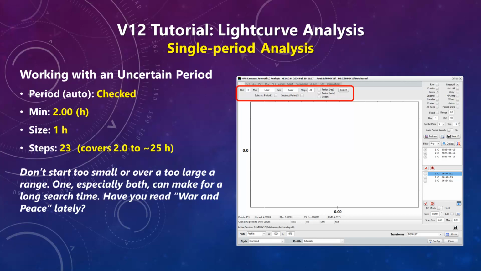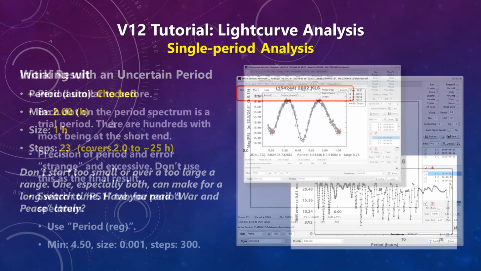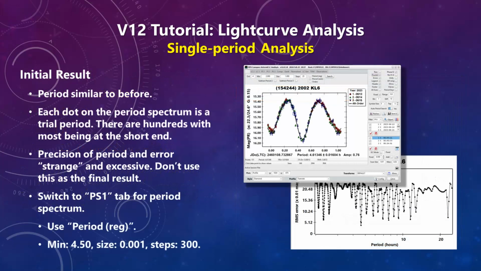Be careful with the parameters. For example, if using a minimum of 1, step size of 1, and steps of 400, the number of trial periods is enormous. You'll have a very long wait for the program to finish. The initial results are close, but the precision is far too high given the data set. The period spectrum shows hundreds of data points, even though the search parameters might make you think otherwise.